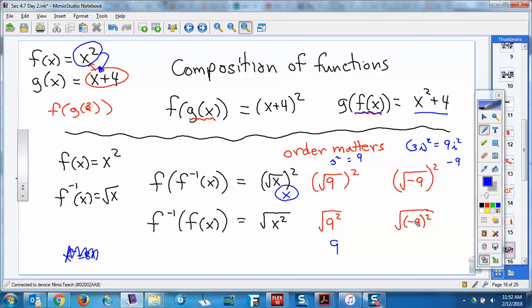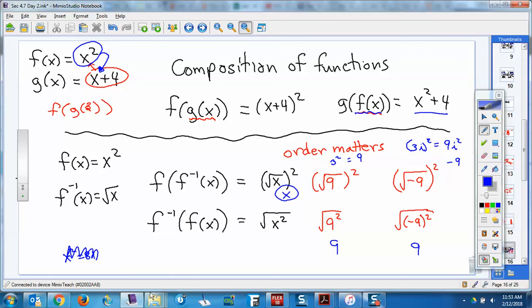Good. Let's try it with a negative 9 in there. What's negative 9 squared? 81. What's the square root of 81? We did not get a negative 9 out. That's because of the restriction. And that's what's going to happen to you with these sine and cosine things. The order matters. Now going this way, no problem, because there was no restriction on x squared. Okay, it was fine. But here we had an issue.